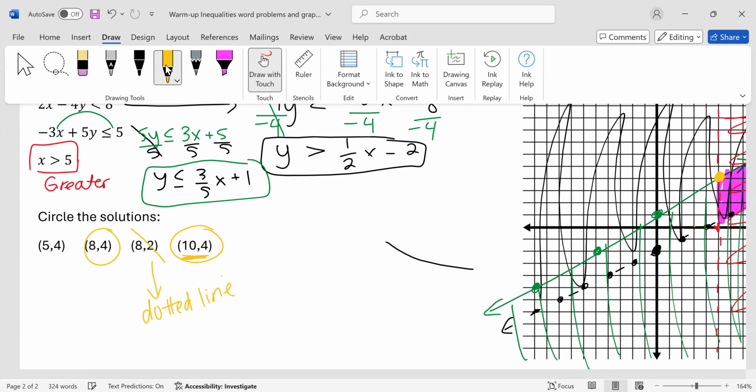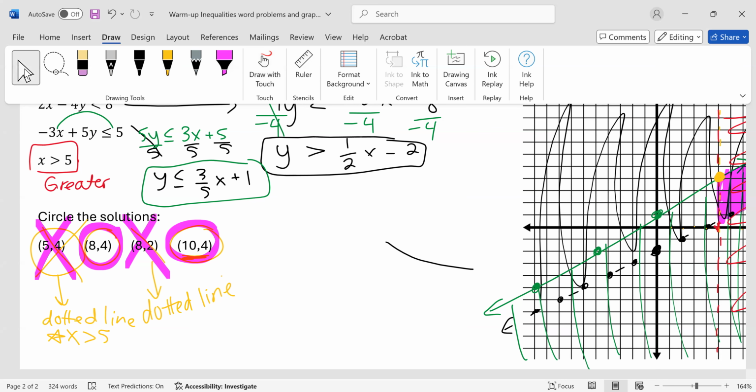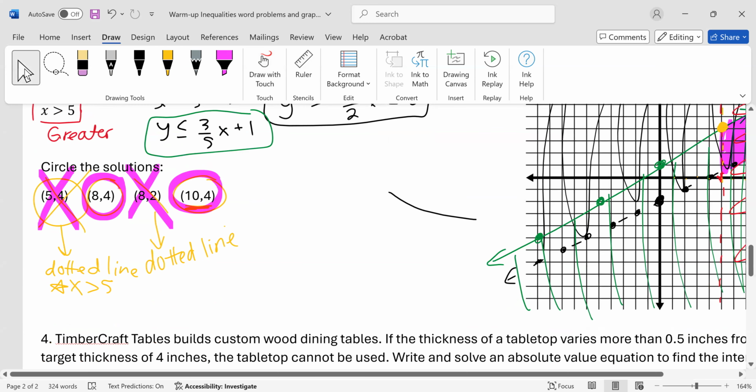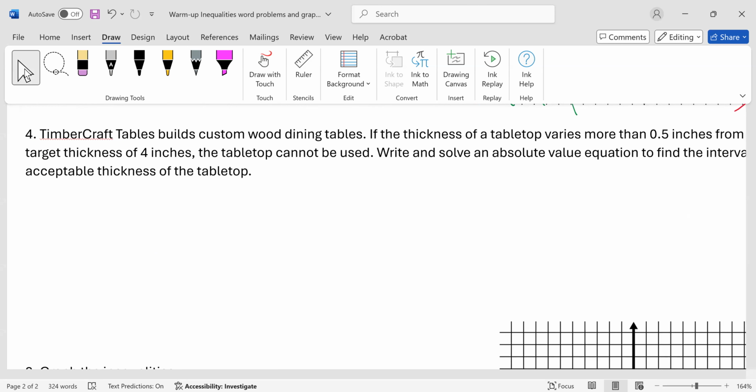All right. Last one, guys. Let's try number 4 together. Okay, so Timbercraft Tables builds custom wood dining tables. If the thickness of a tabletop varies more than 0.5 inches from the target thickness of 4 inches, the tabletop cannot be used.